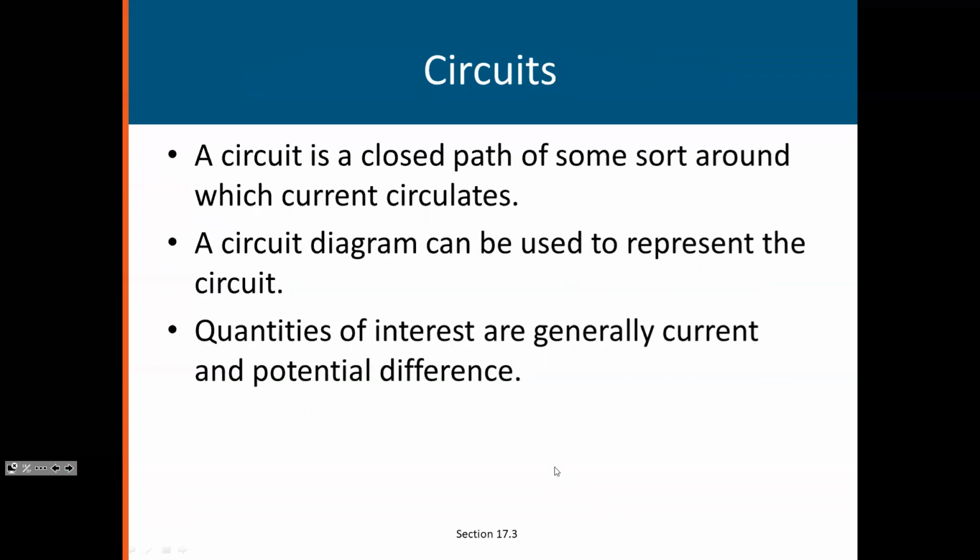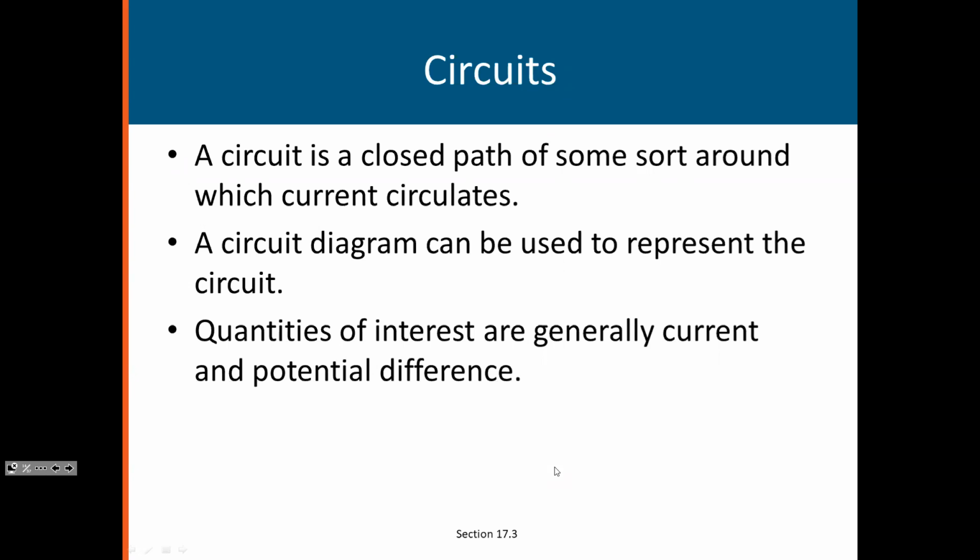Right, circuits. Now, what is a circuit? A circuit is a closed path of some sort. It doesn't have to be a circle exactly, but a closed path of some sort around which current circulates. So circuit means circle, round, going around.